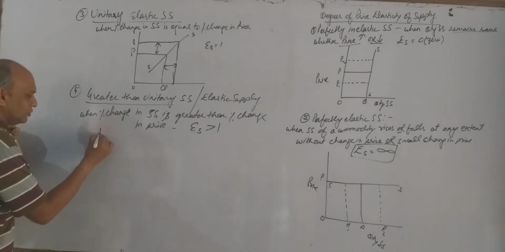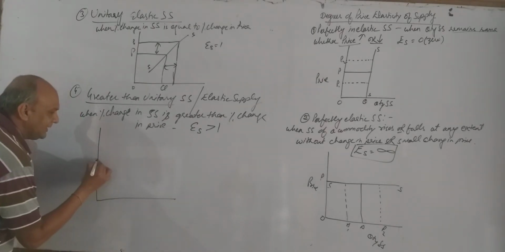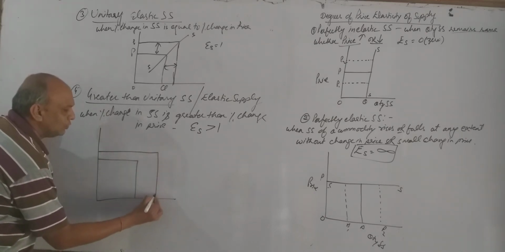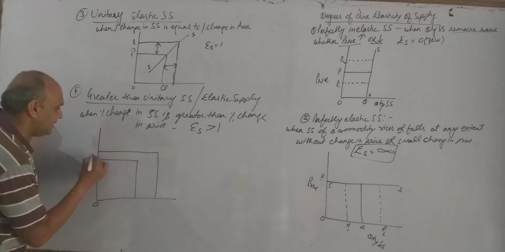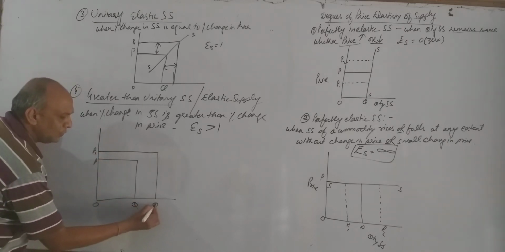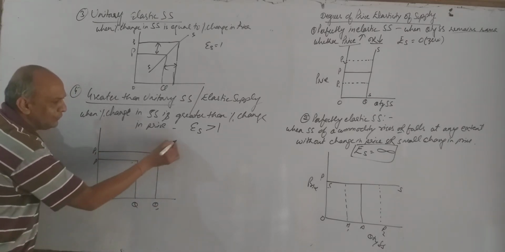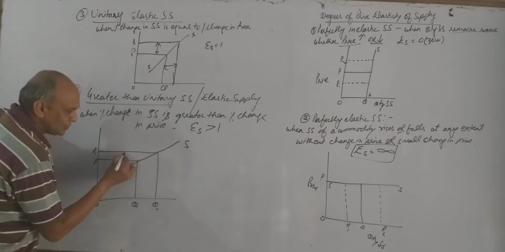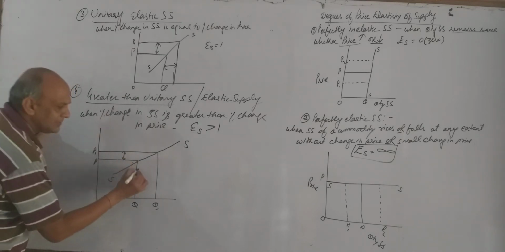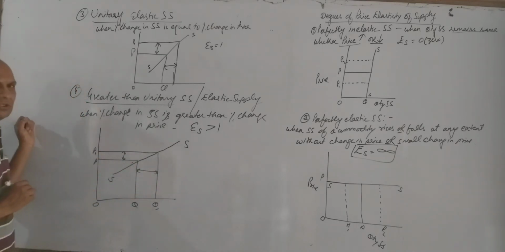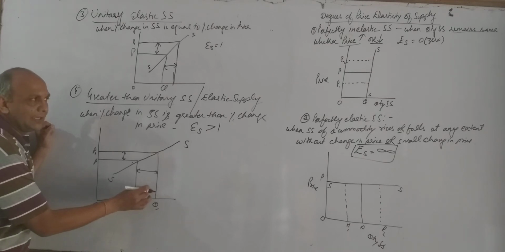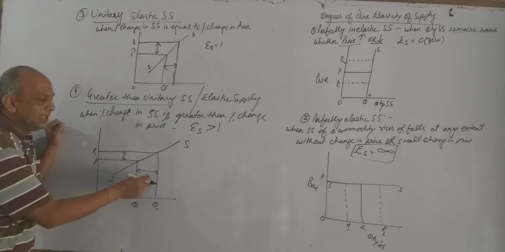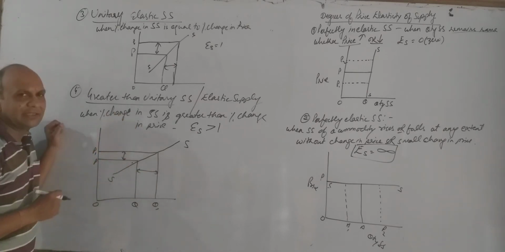How is it? Let us draw the diagram here. So simple it is. Now here change in supply we have to show larger. OP, OP1, OQ, OQ1. Now if you see carefully, this is SS. Now you see change in price is this much, but change in supply is this much. As I told the formula also, numerator is our change in supply. So numerator is greater than denominator, so definitely it is greater than 1.